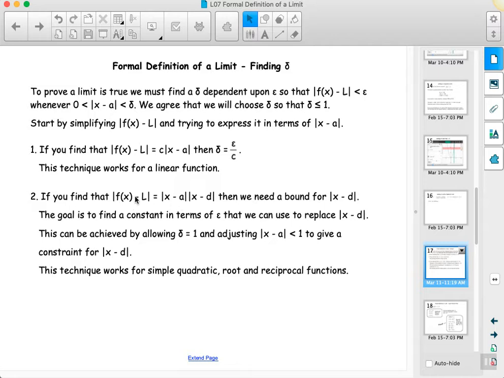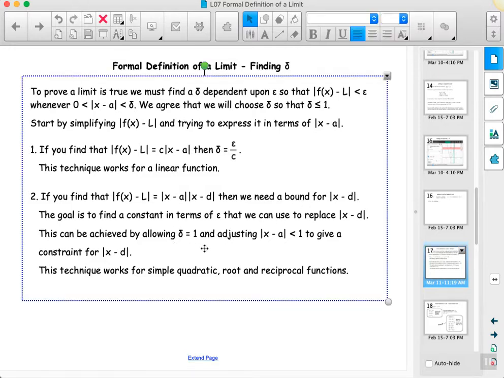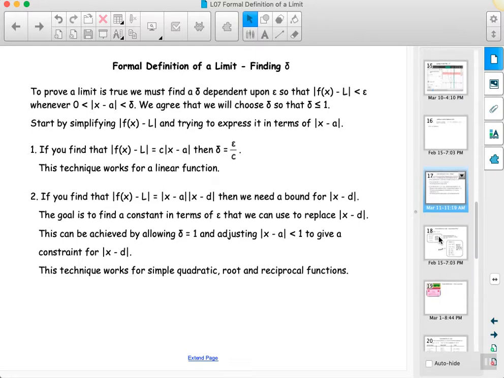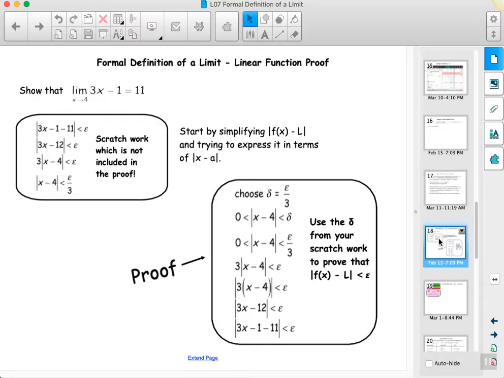It might be possible that it comes into a factored form, and I've got the absolute value of x minus a, which is what I need, but then I've got this extra piece, the absolute value of x minus d, and I'm going to have to find a bound for that. To do that, we're going to allow delta to be equal to 1. But more on that later when we get to a specific example. So I'm going to explain this one, and then you're going to try the one on the next slide.